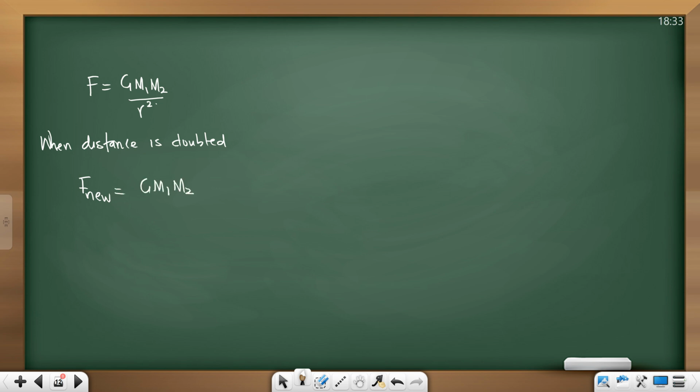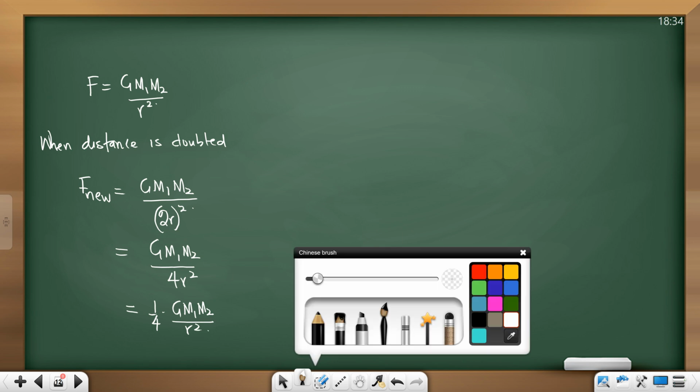Remember, it will be smaller. My distance is now 2r, all squared. I hope that makes sense. Distance is doubled. So what am I going to have? G M1 M2 over 4r squared. And this can be written as 1 over 4 multiplied by G M1 M2 over r squared. Do you see that? That's the mathematics.